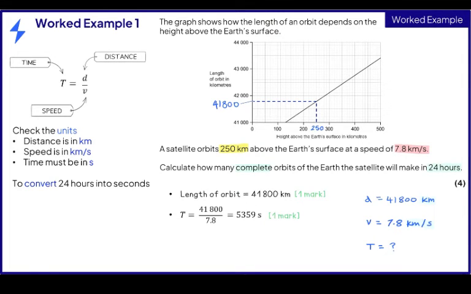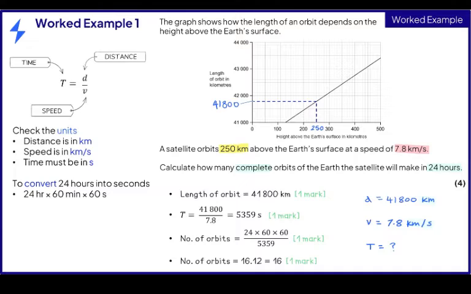Next, we need to find out how many complete orbits the satellite will make in 24 hours. First, we need to convert 24 hours into seconds, which is 24 times 60 minutes times 60 seconds. So, to determine the number of orbits in this time, we simply need to divide this number by the orbital period we just worked out. And this gives us 16.12. But we will round down to 16 as the question asked for the number of complete orbits made by the satellite.